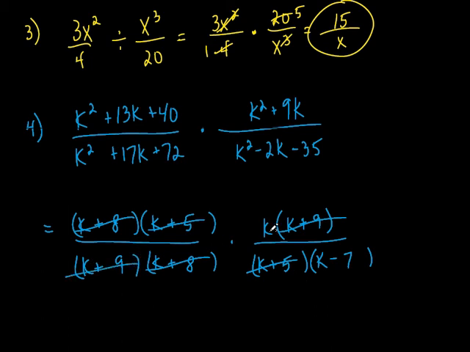Anything else cancel? What about this k and this k right here? Do they cancel? No, because this k is part of a subtraction problem. So the only way you can write this, you just write a k on the top and a k minus 7 on the bottom. And that's it. All right? Factoring.